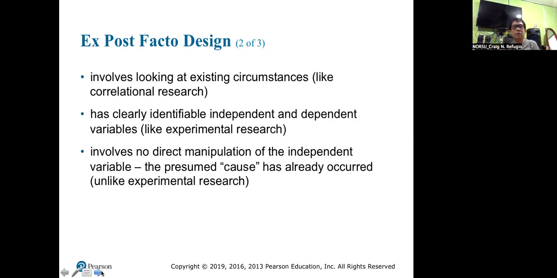So ex post facto design involves looking at existing circumstances like correlational research, with clearly identifiable independent and dependent variables like experimental research. It involves no direct manipulation of the independent variable. The presumed cause has already occurred, unlike in experimental research design. Like in the example that I mentioned, smoking is actually the presumed cause.